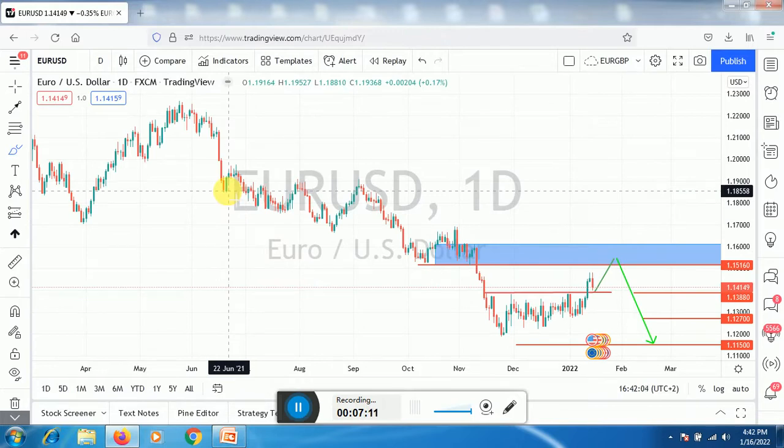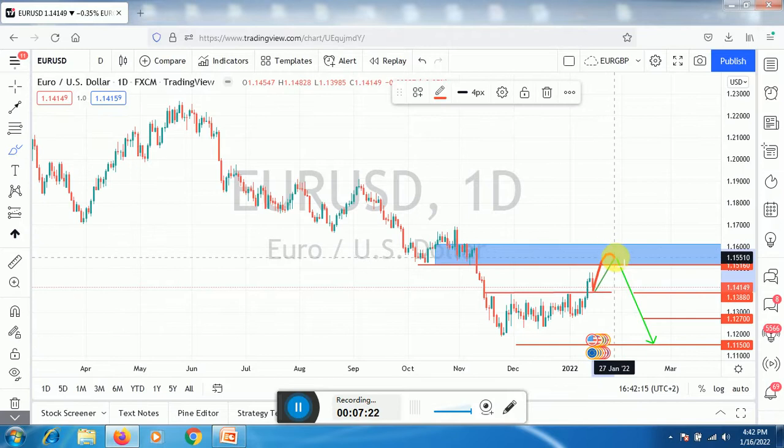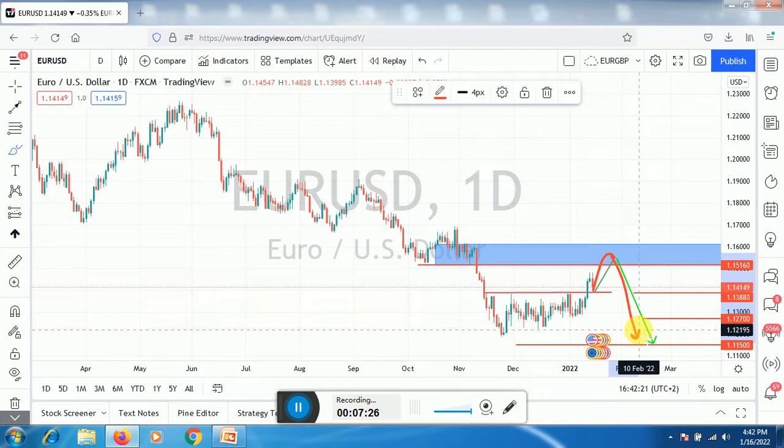So as I highlighted here on this chart, we might actually see price going higher to the zone, and then when it comes back from the zone, price might start to fall and go down. Then they move higher, and then price might actually fall and move lower there on Euro USD.